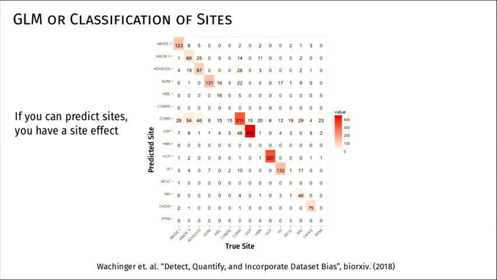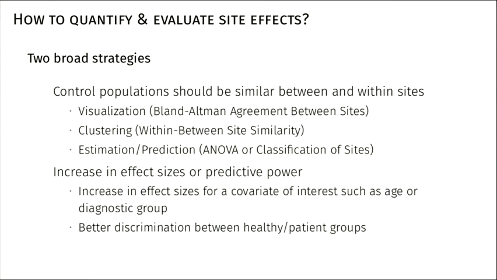And you don't have to use prediction. You can just do regular old linear regression, ANOVAs, or GLMs to do the same. So roughly these are three different kinds of measures to quantify your site effects. The other two kinds are, let's say you're interested in a covariate of interest, like for example diagnostic group or age or gender and so forth. If you look for increases or improvements in your ability to classify or detect these effects, that's another measure of evidence that you have eliminated unwanted nuisance variation in your data.